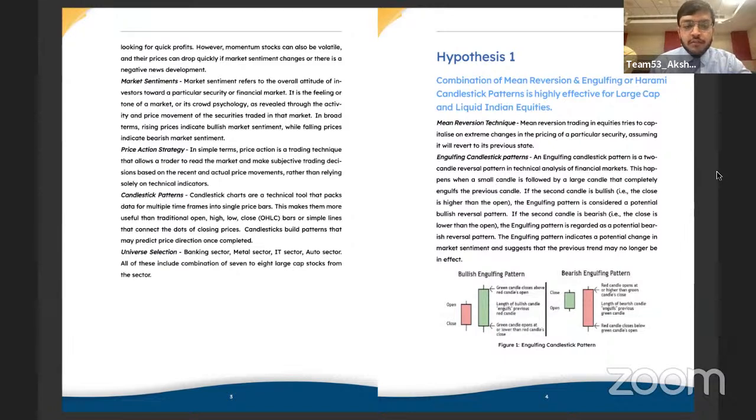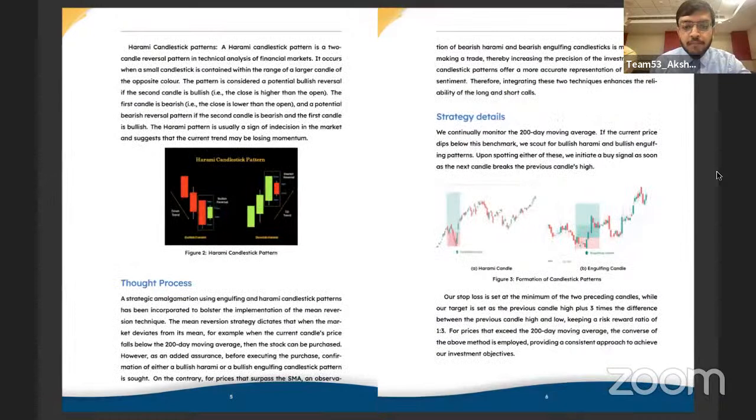So the next question might be how we have done this. As you can see in figures 3A and 3B, whenever the price is below the 200 days simple moving average, we are looking for bullish opportunities.